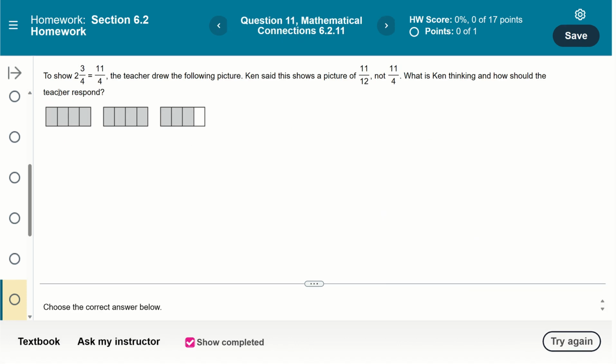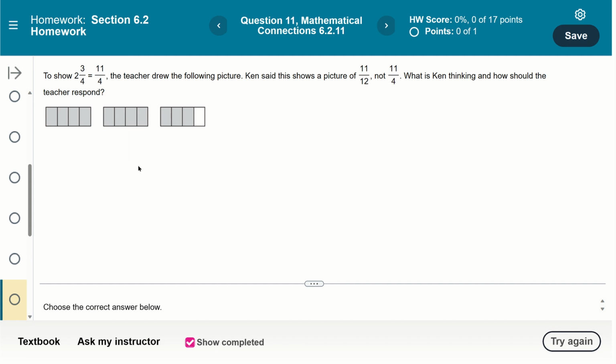All right, so in this one, we have a teacher that wants to show 2 3/4 is equal to 11/4, and the teacher has drawn this picture and claiming that we can see that this is 11/4, and one of the students is saying, no, this is a picture of 11/12. So what is Ken thinking, and how should the teacher respond, right?